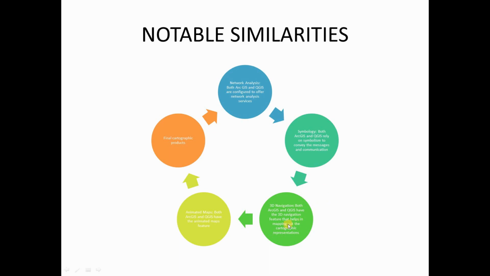The two softwares also have 3D navigation. Both ArcGIS and QGIS have the 3D navigation feature that helps in mapping out the cartographic representations, and also animated maps. Both ArcGIS and QGIS have animated maps features. And then finally, they have final cartographic products. That is your final output of the work that you have done in either ArcGIS or QGIS in the form of a map. In QGIS, Map Composer is normally used to prepare the map, whilst in ArcGIS, data layout view is normally used to prepare the map.